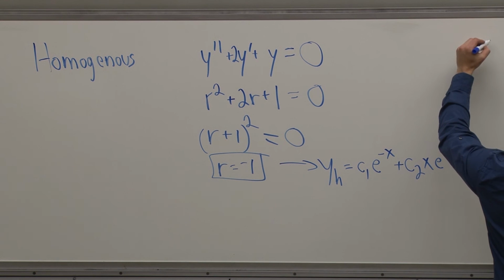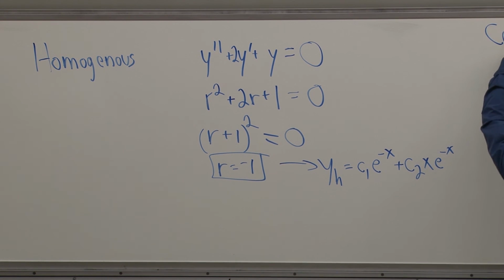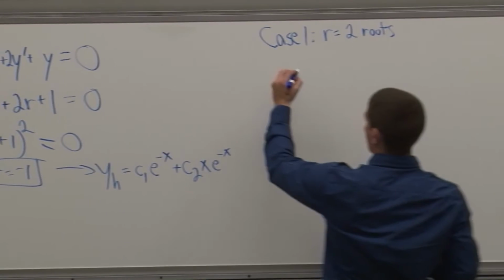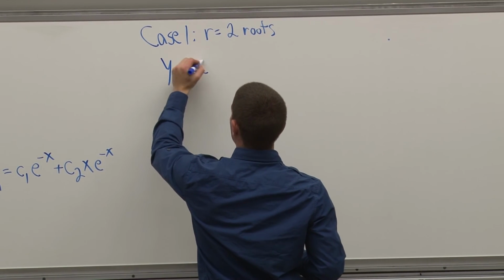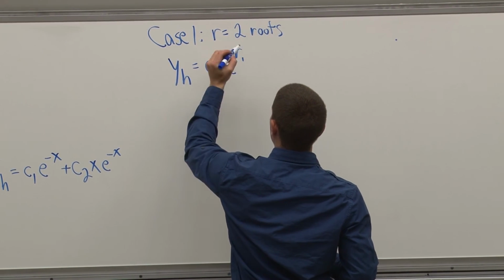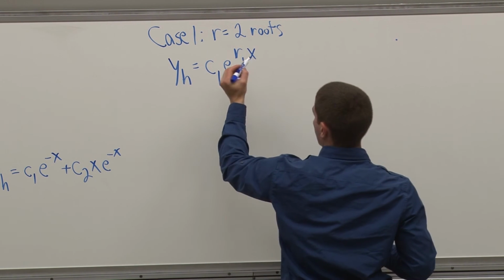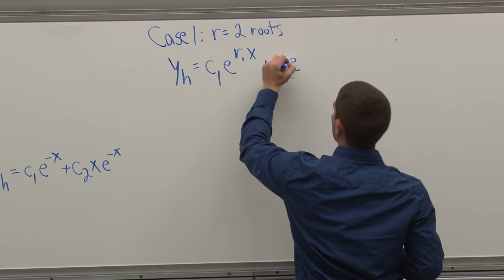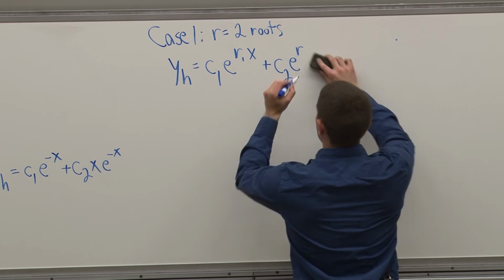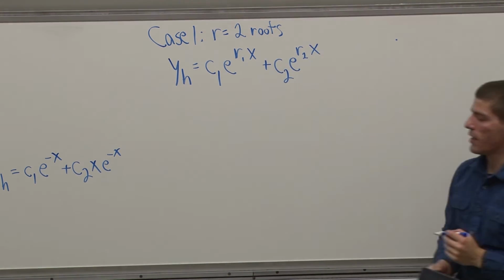I always write down all the cases. I should have done that first. So case 1 is when r equals 2 roots. Two roots could mean simply two numbers, like 1 or 3, or it could mean plus or minus a certain number. If you have the answer to be plus or minus 1, that's considered 2 roots, not 1 root. So the answer for 2 roots would simply be the homogeneous equals constant 1 e to the r1, which is the first root, times your variable x or t, plus c2 e to the second root times x, just like that.